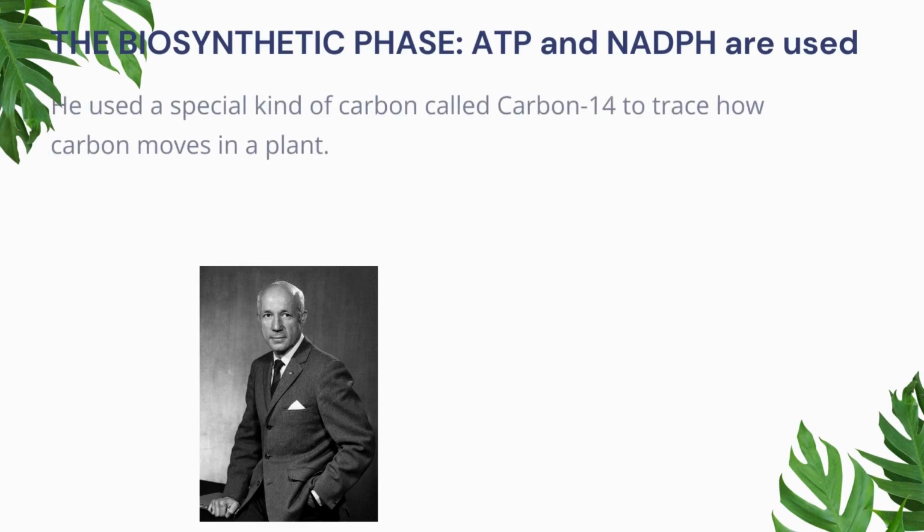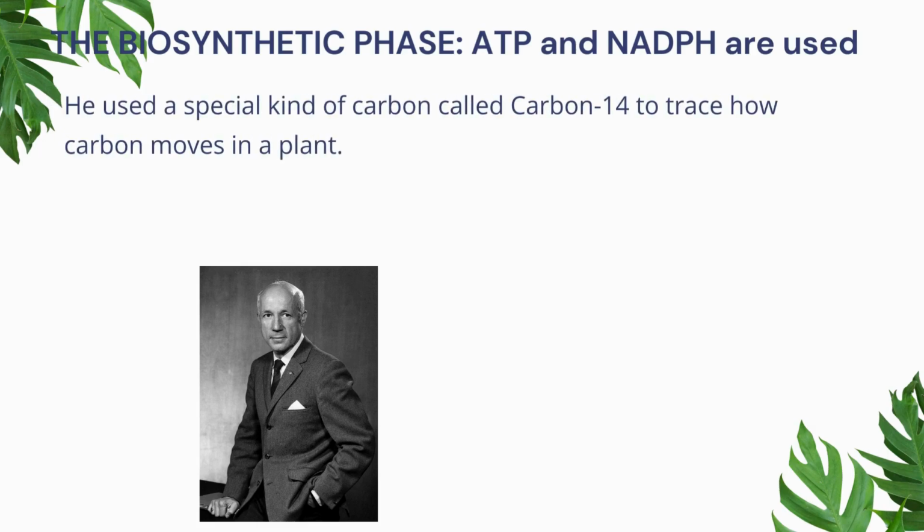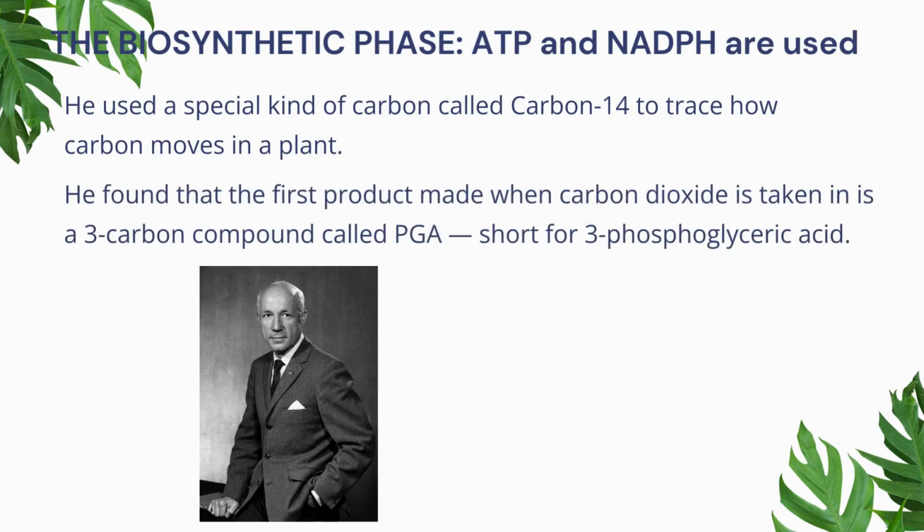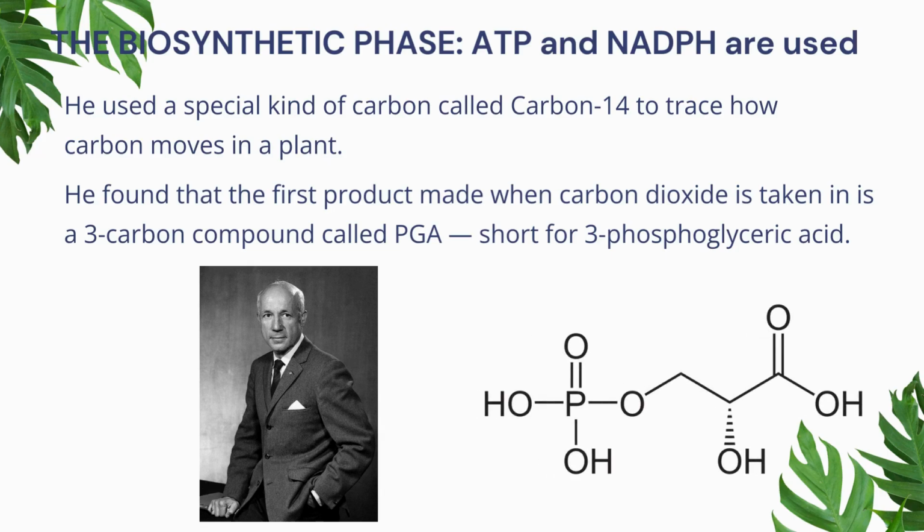He used a special kind of carbon called carbon-14 to trace how carbon moves in a plant. He found that the first product made when carbon dioxide is taken in is a 3-carbon compound called PGA, short for 3-phosphoglyceric acid. Thanks to him, we now call this cycle the Calvin cycle.